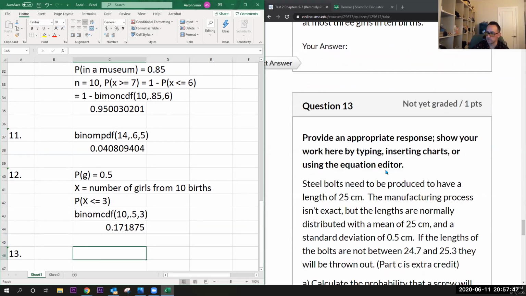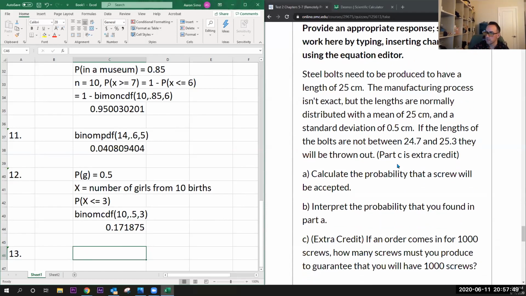Next one, can you read it? Yes, steel bolts. Steel bolts need to be produced to have a length of 25 centimeters. The manufacturing process isn't exact, but the lengths are normally distributed with a mean of 25 centimeters and a standard deviation of 0.5 centimeters. If the lengths of the bolts are not between 24.7 and 25.3, they will be thrown out. So the probability that a screw will be accepted.